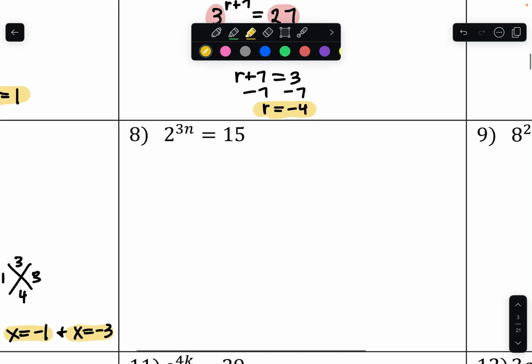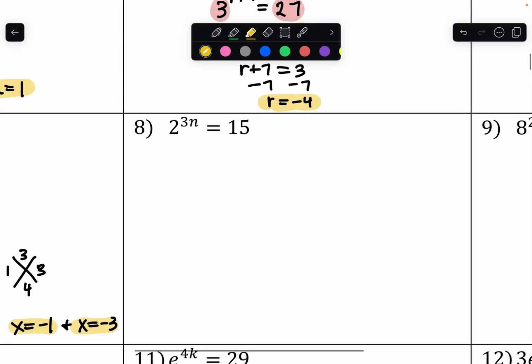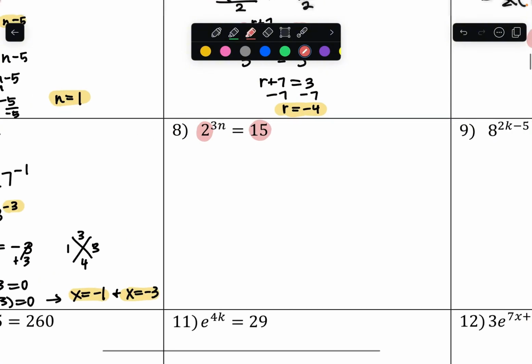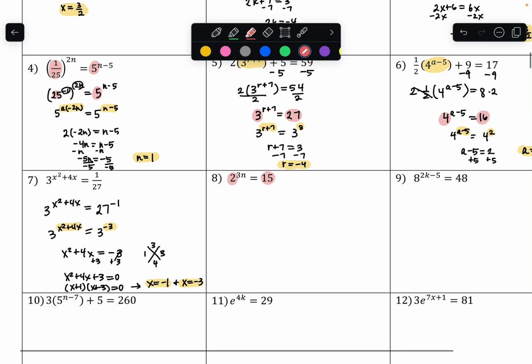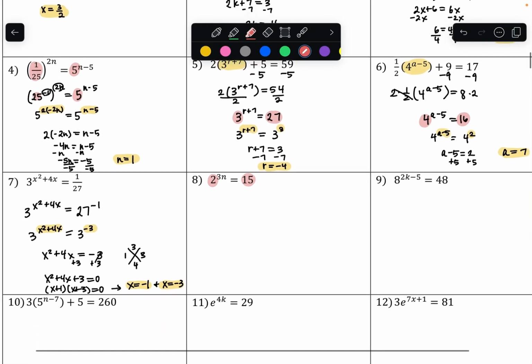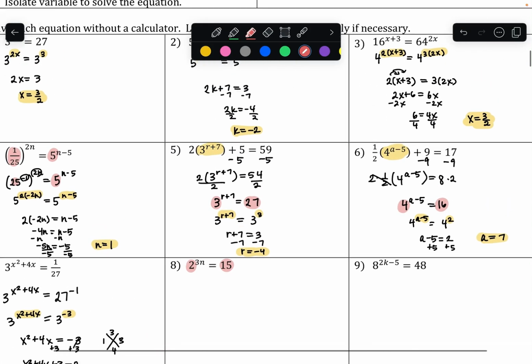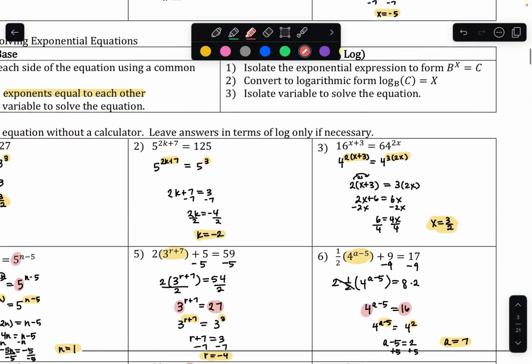All right, for number 8, we have a base of 2. And there's no way to rewrite 15 as a power of 2. And so you won't always be able to get a common base. You always want to try, because then you don't need a calculator. But in the case where you can't, you're going to need a calculator.